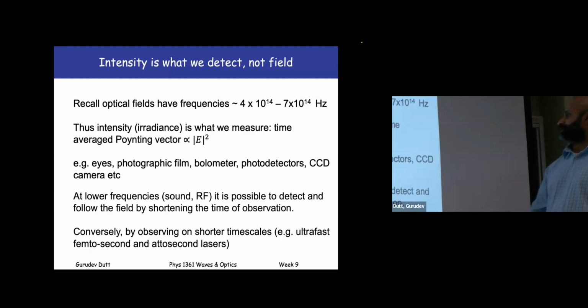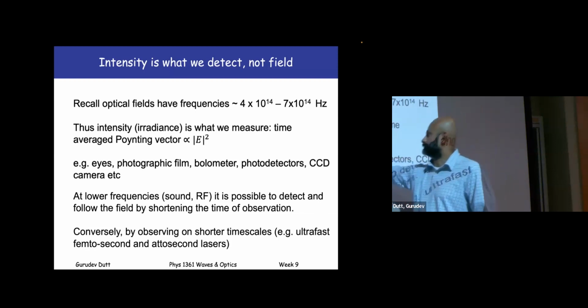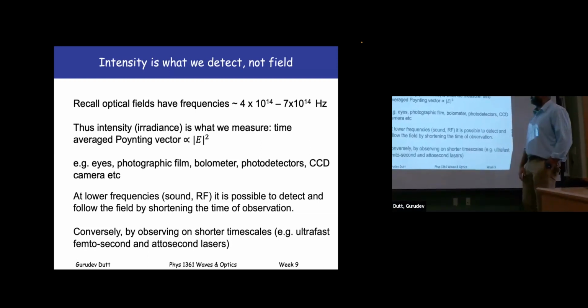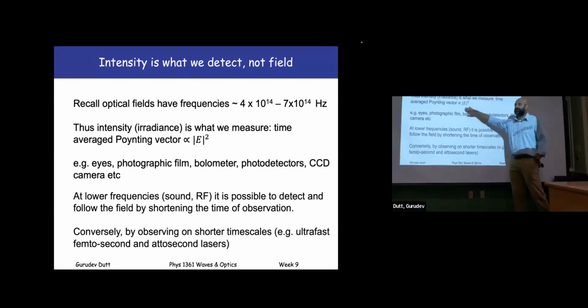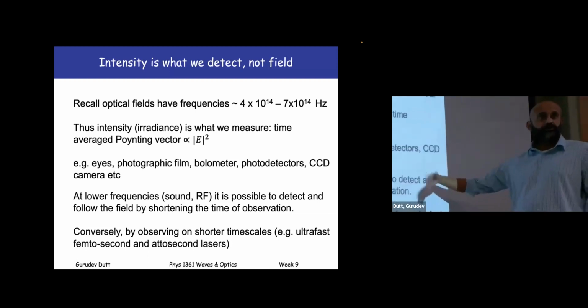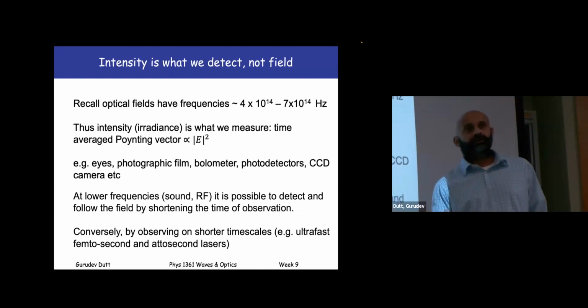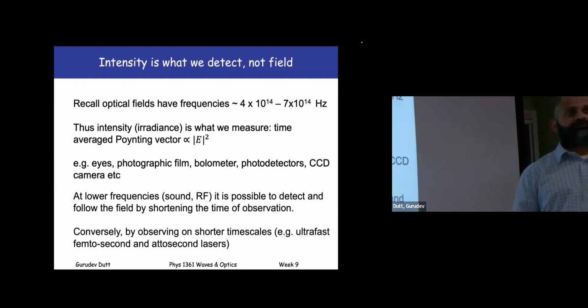I was going to go through them one by one, but the point is, this is something we've already introduced, which is the Poynting vector, or the irradiance intensity, which we said is proportional to the time average of the modulus squared of the electric field. Most detectors can only detect this time average Poynting vector, not the electric field itself, for all the usual detectors we use at optical frequencies. At lower frequencies, for sound or RF microwave, it's possible to follow the individual variations of the electric field rather than the intensity.